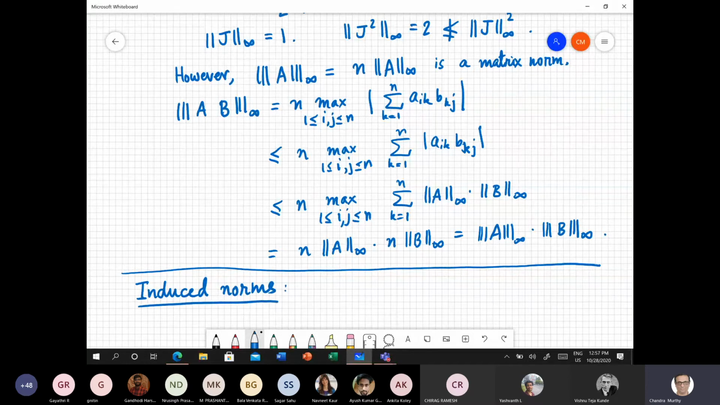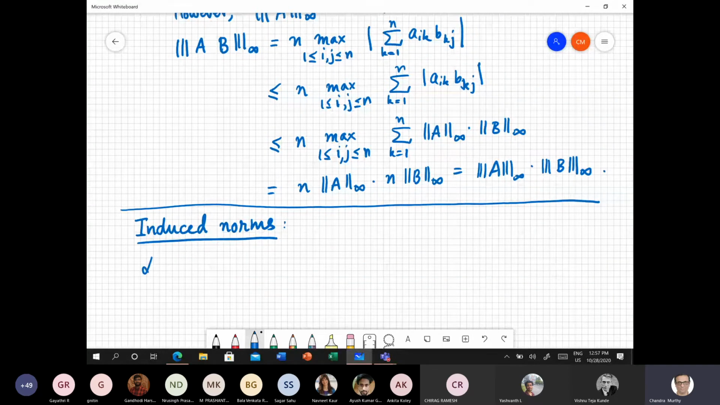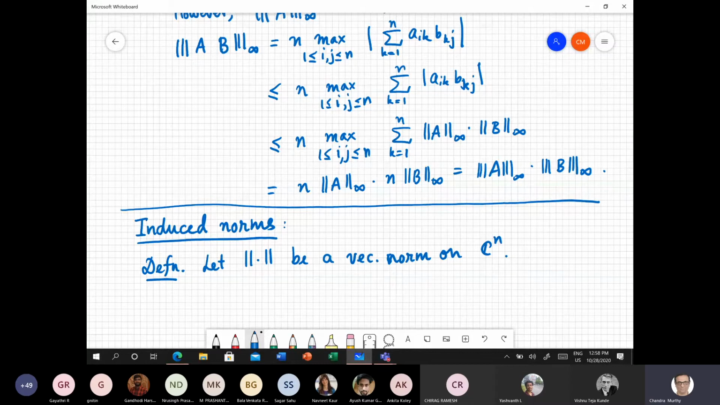So the next thing to talk about is induced norms. Basically, the idea is that we can associate matrix norms with vector norms through this notion of induced norms. So I'll define it here. So let this be a vector norm on C to the n. So I'm taking complex. Like I said, a lot of the results here are applicable to complex as well. So I may go back and forth between these two, and where it's really required to make a distinction, I'll tell you the difference.